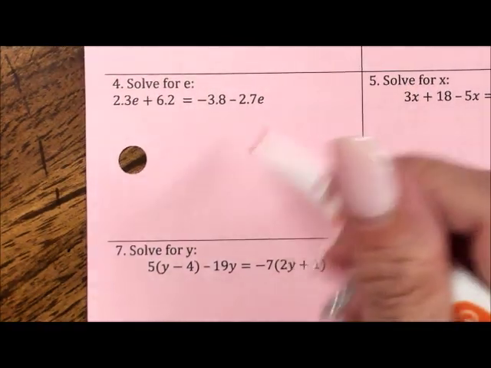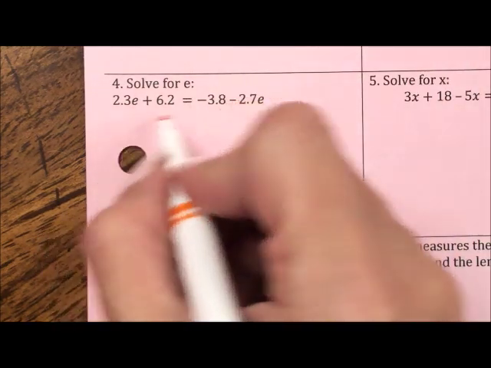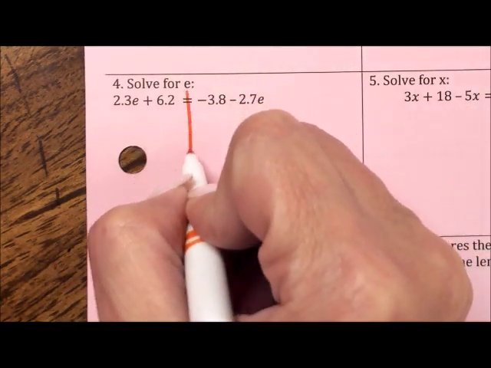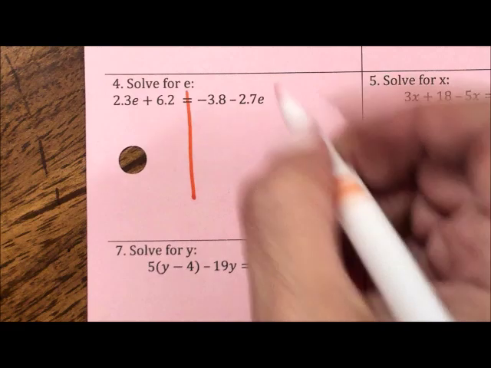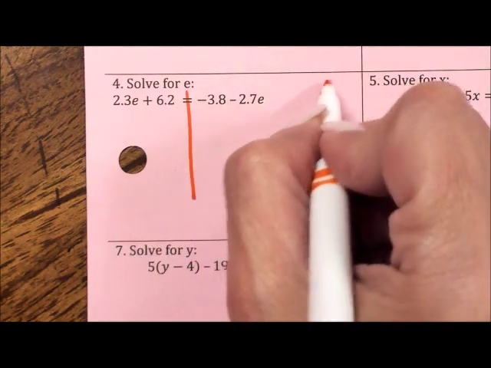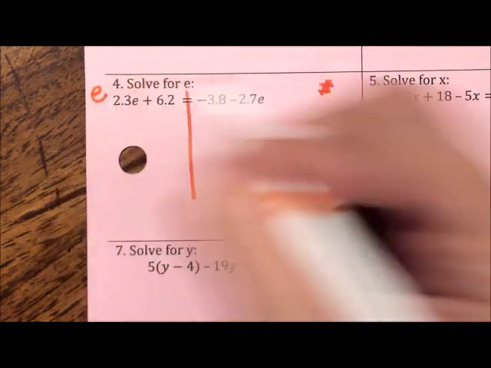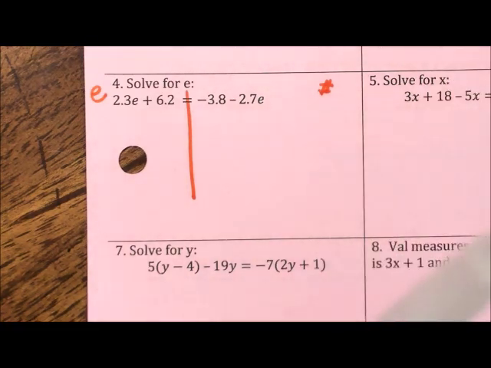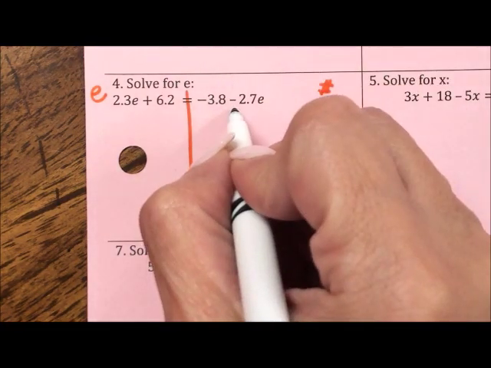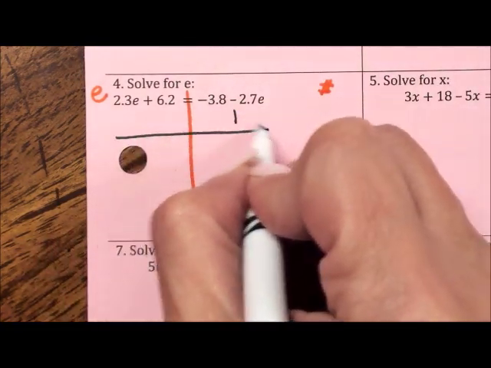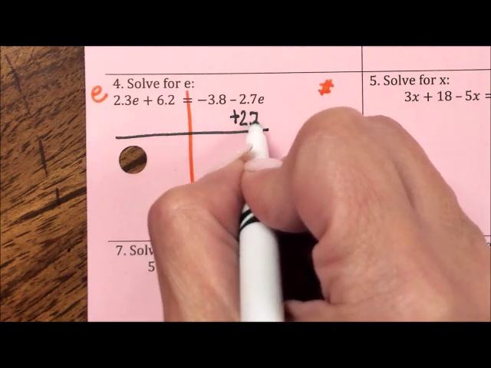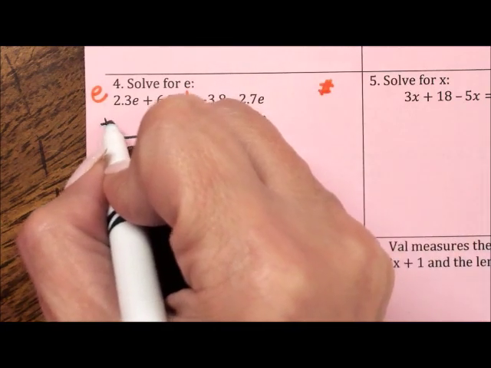I've got a big hole right there in my paper. All right, so I'm going to work this one. I'm going to draw my line. E's and numbers. So I'm going to make this my numbers, this my E. I'm going to do the opposite here. I'm going to add 2.7 E to both sides.